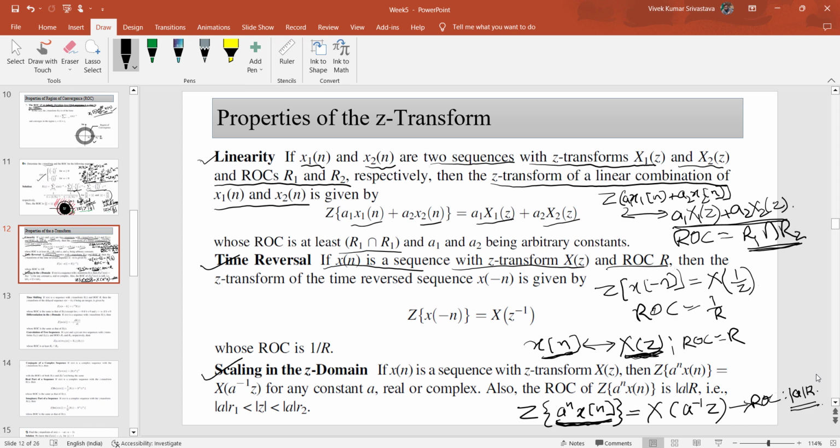Okay, so for evaluating the z transform of this signal, we will just change the parameter z to z inverse, and the corresponding ROC will also be changed.